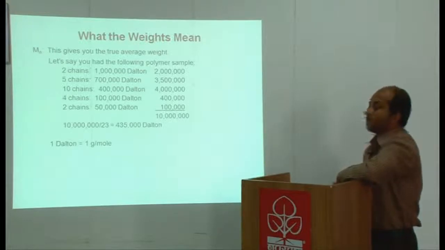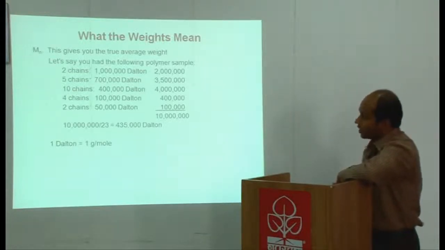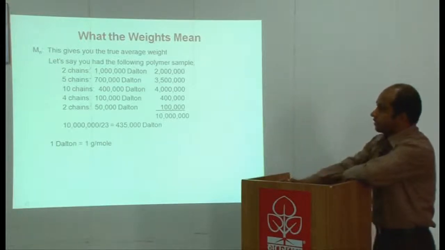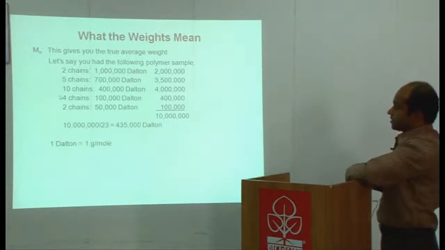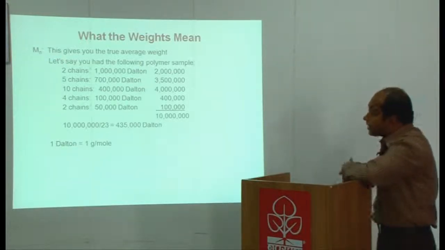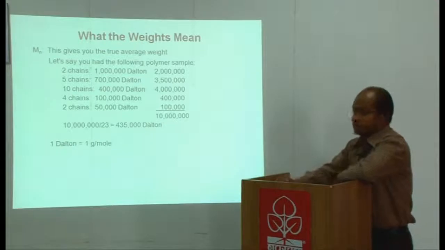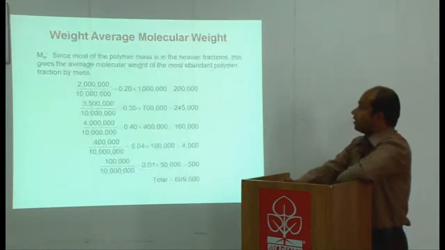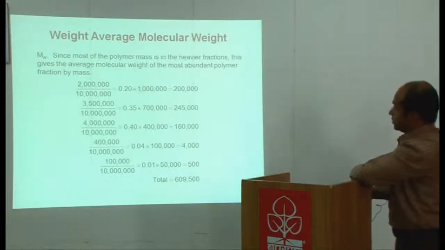This 10 million Dalton, if you divide by the total number of polymer chains, which if you calculate from the left hand side comes out to be 23 in this case, the molecular weight, or in real sense the number average molecular weight, comes out to be 435,000 Daltons. Whereas in case of weight average molecular weight, you have to take a weighted average.